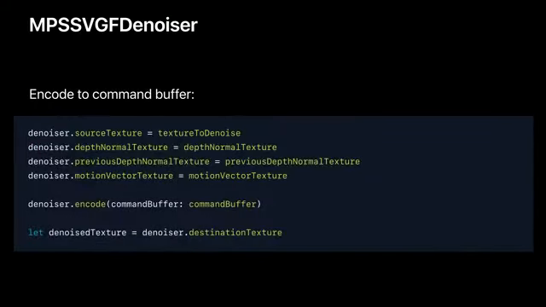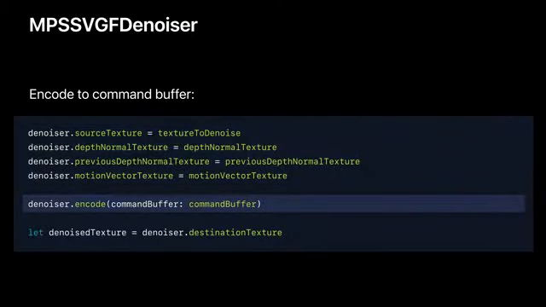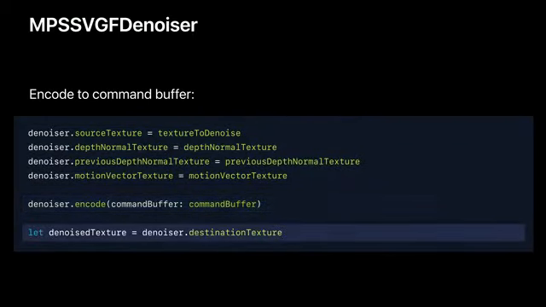So now we're ready to do some denoising. We'll start by attaching all of the input textures to the denoiser. Then we simply encode the entire denoising process into a Metal command buffer. And finally, we can retrieve the clean image from the denoiser. And that's all you need to do to enable denoising in your applications.